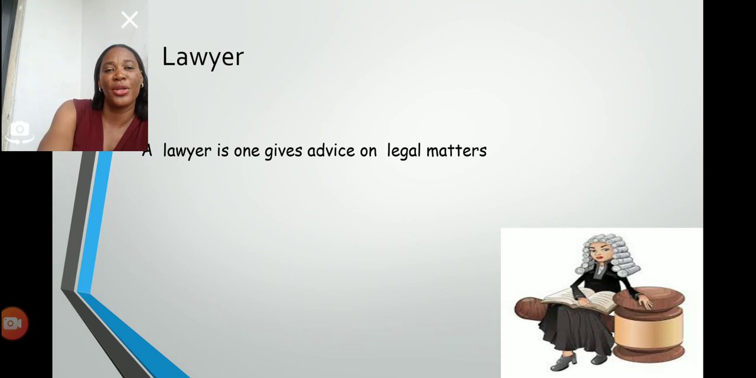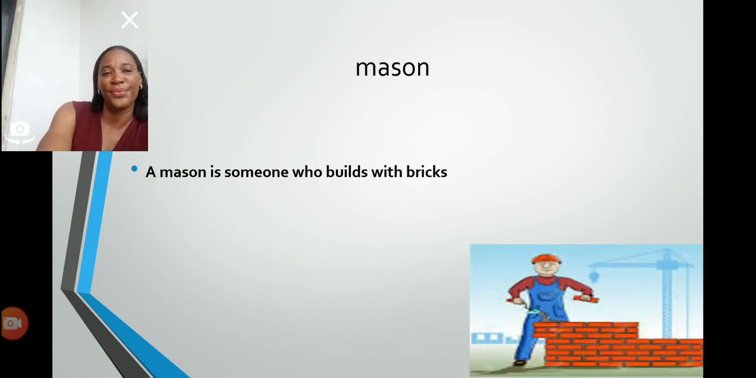A lawyer. A lawyer is one who gives advice on legal matters. A lawyer is spelled L-A-W-Y-E-R. The next one we have here is a mason. A mason is someone who builds with bricks. Mason is spelled M-A-S-O-N.